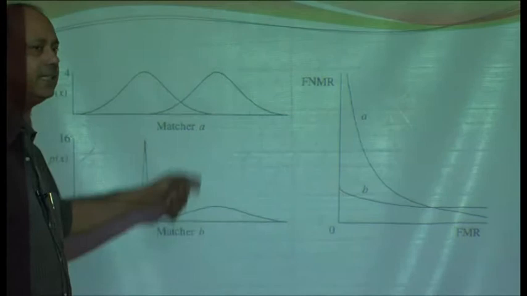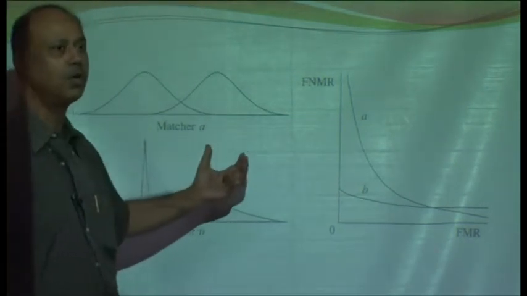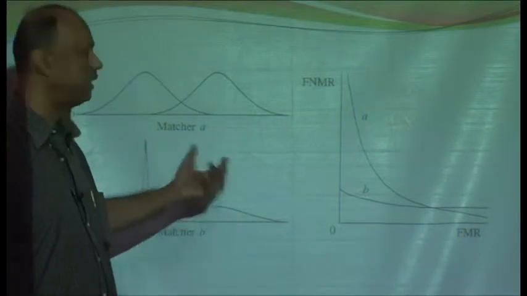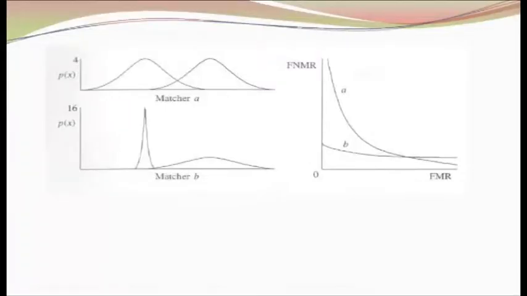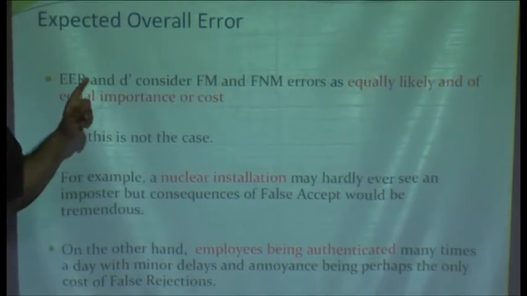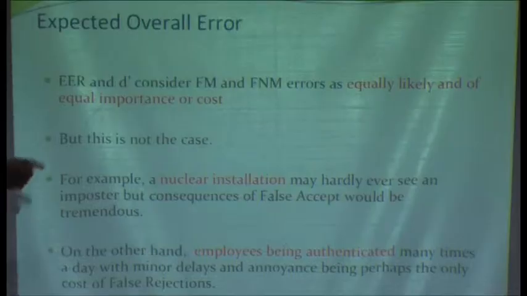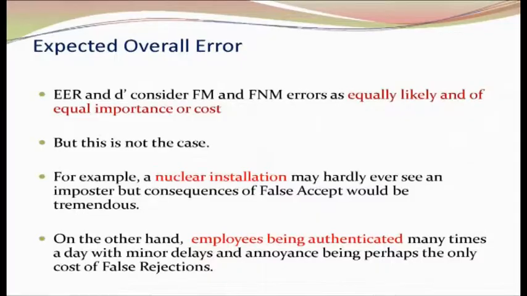So under this kind of condition, even if you are telling that D prime is giving you the result, you are not able to draw a conclusion at this stage, but here you are finding that matcher B is better than matcher A for small value of FMR, and for large value of FMR, matcher A is better than matcher B. So you observe one thing, that both equal error rate and D prime give equal importance to FAR and FRR, and also equal importance on the cost.